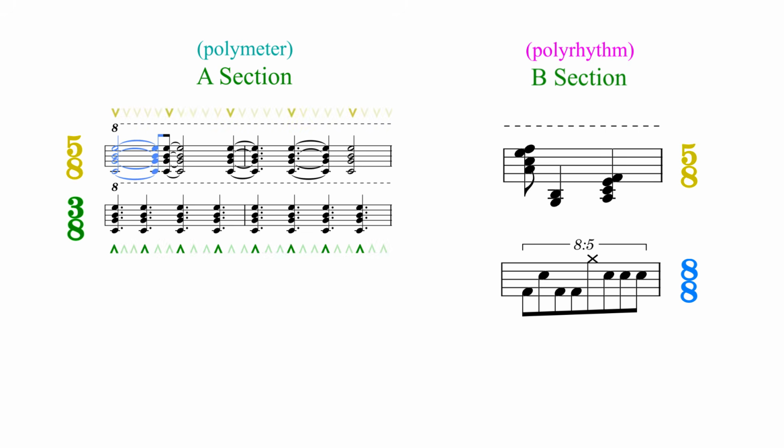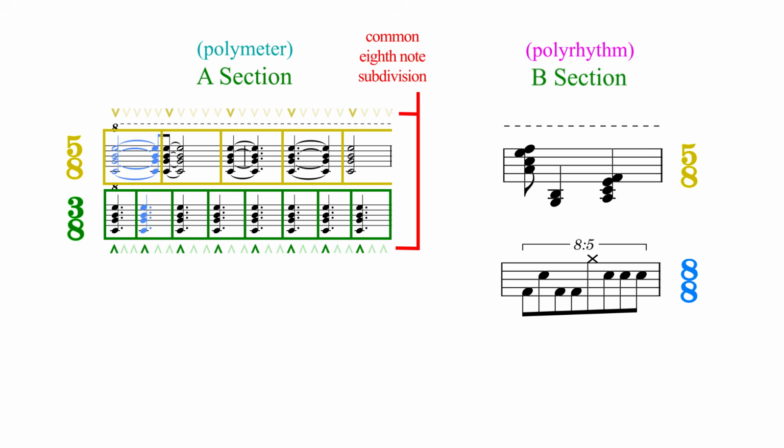In the A section, these 2 meters, 5/8 and 3/8, share a common 8th note subdivision. Consequently, the 5/8 meter lasts longer than the 3/8 meter, and if you repeat them both, they quickly fall out of sync, only realigning after 3 repetitions of 5/8 and 5 repetitions of 3/8.